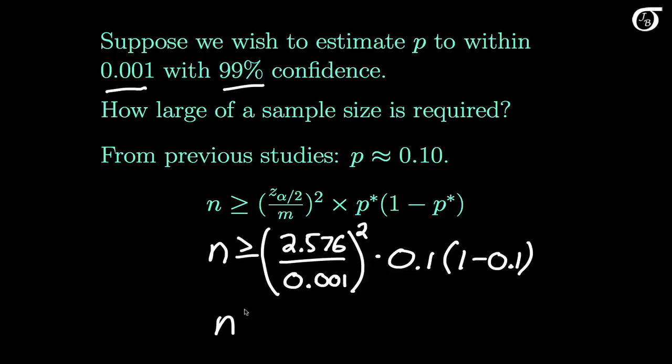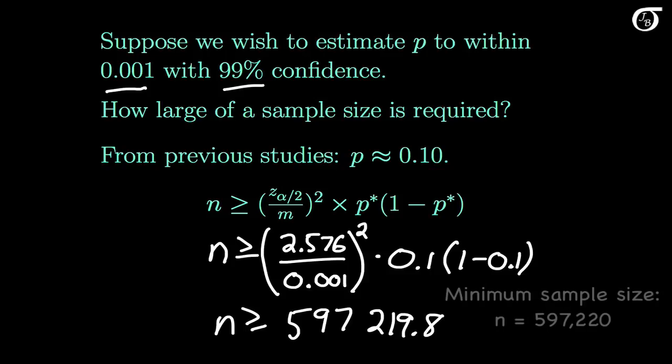If we carry out this calculation, we'd see that we need a sample size of at least 597,219.8 mice. If we want the minimum sample size required, then we'd round up to the next largest integer. The minimum sample size is 597,220. So we'd have to conduct an experiment and administer the drug to almost 600,000 mice in order to estimate P to within 0.001 with 99% confidence.